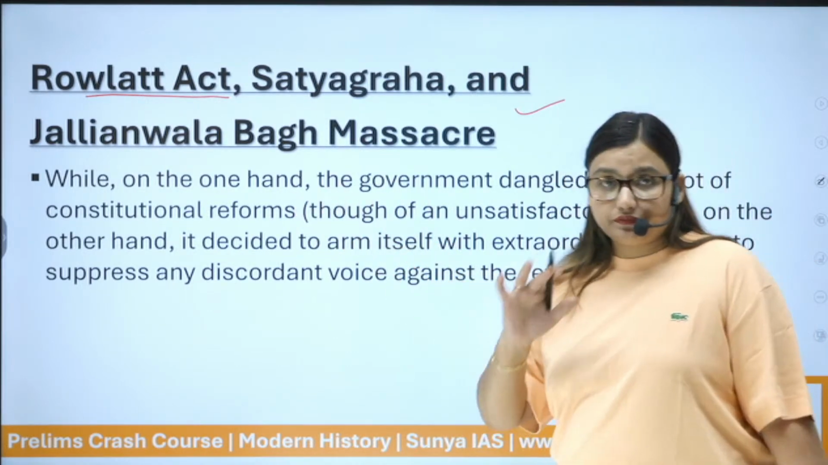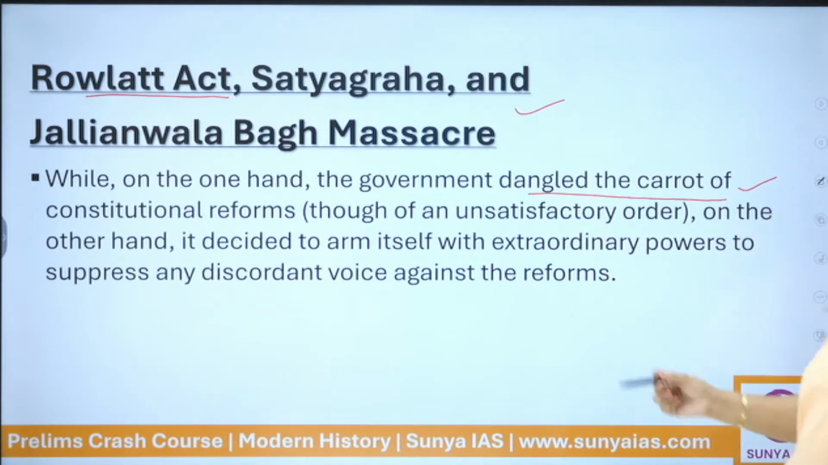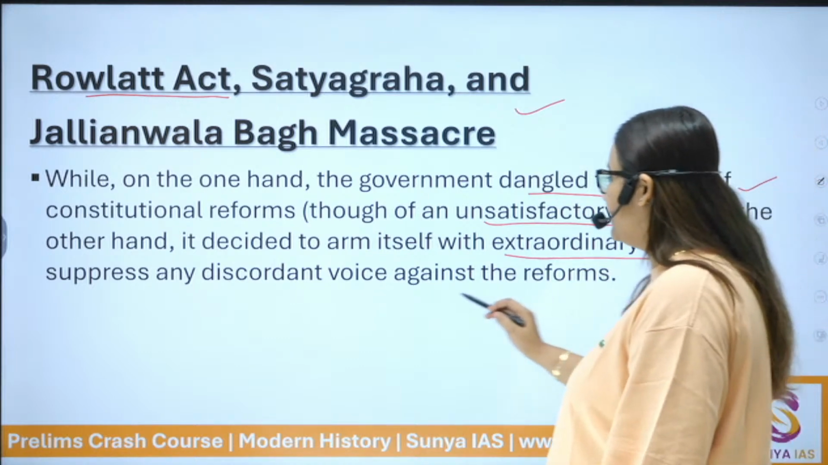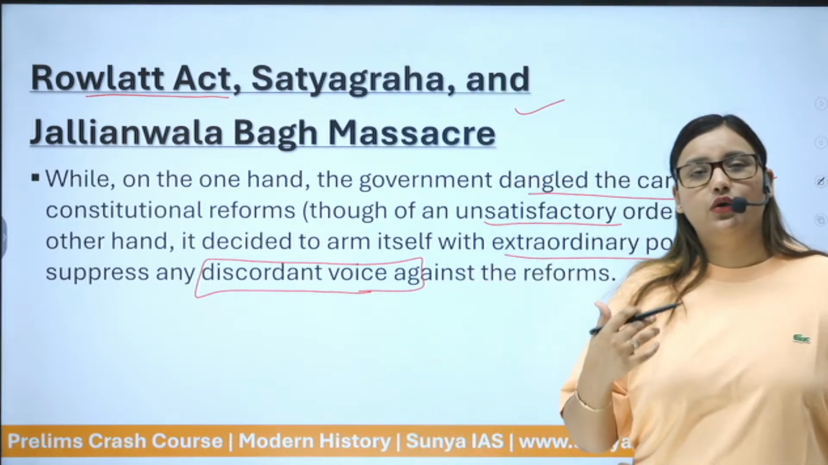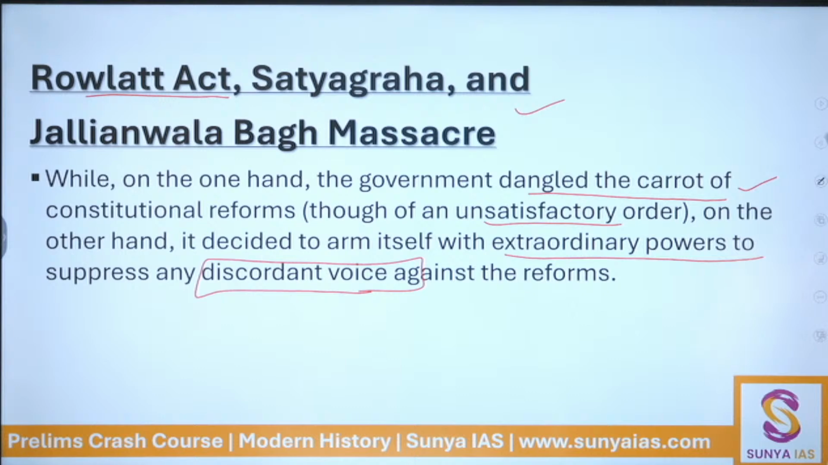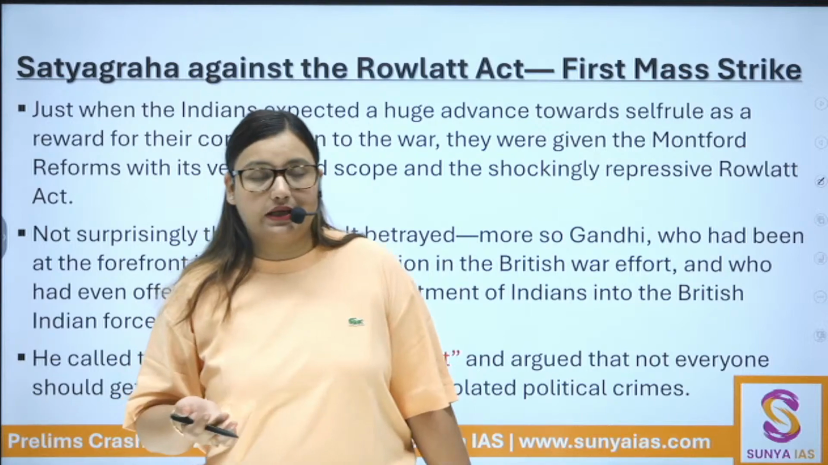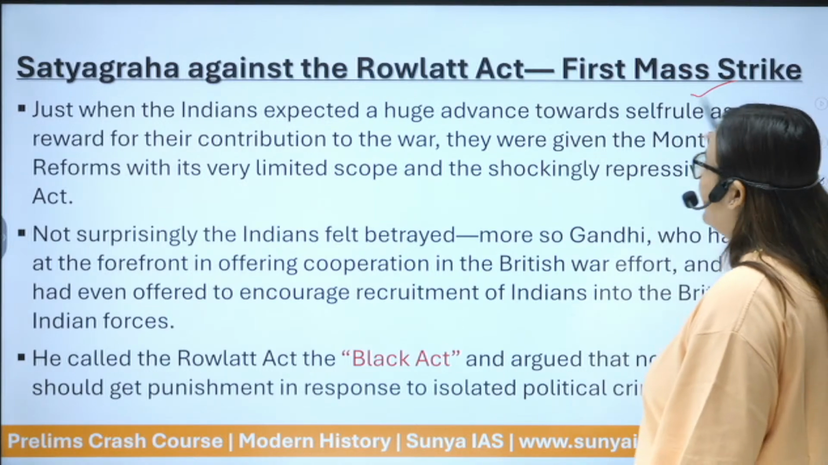So while on one hand, government dangled the carrot of constitutional reform, carrot means the unsatisfactory Montagu-Chelmsford reform, on the other hand, they decided to arm itself with extraordinary powers to suppress any discordant voice against the reform, so that no nationalist voice, no patriotic feeling could rise in India, because Britishers were afraid of Indian freedom fighters basically. So Satyagraha against Rowlatt Act started. It was the first mass strike by Gandhiji.